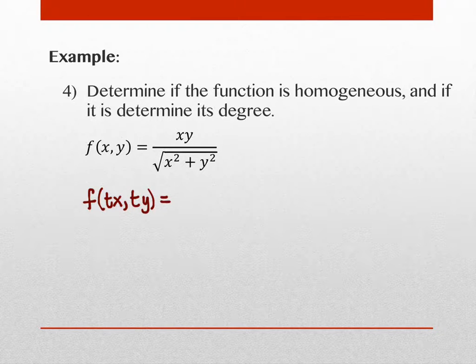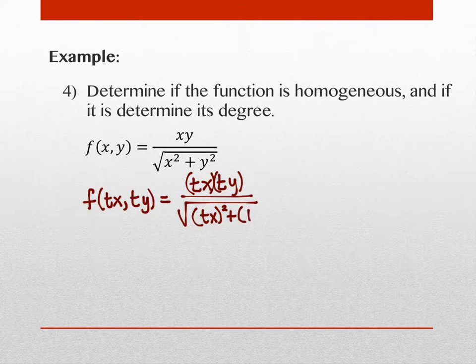And you're going to be super careful as you do it so that you don't end up making your t's look like pluses. So this is tx, ty, over the square root of tx squared plus ty squared.